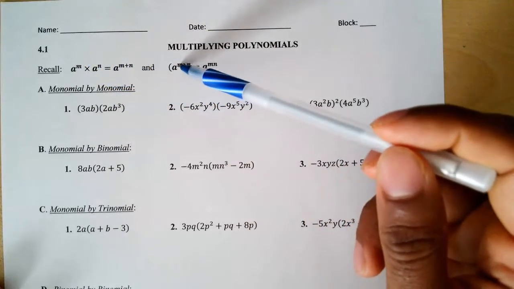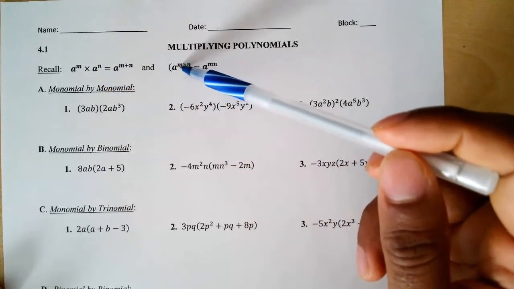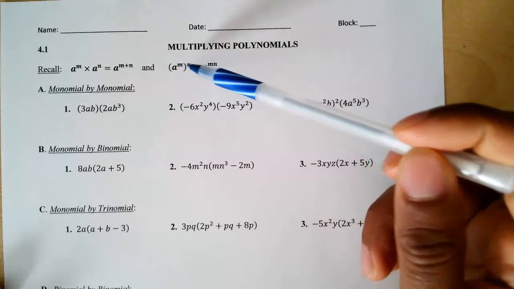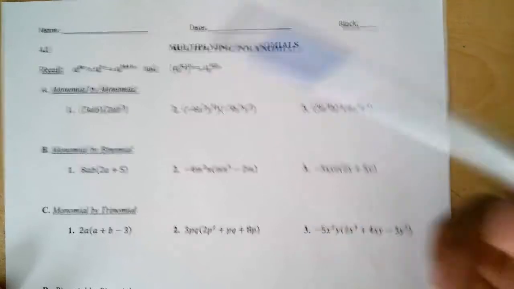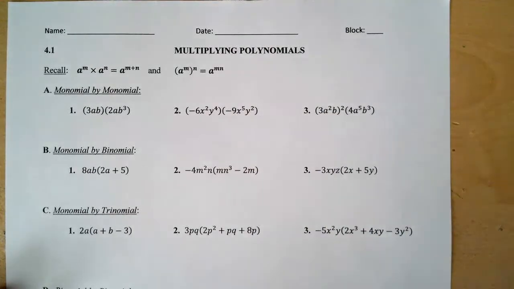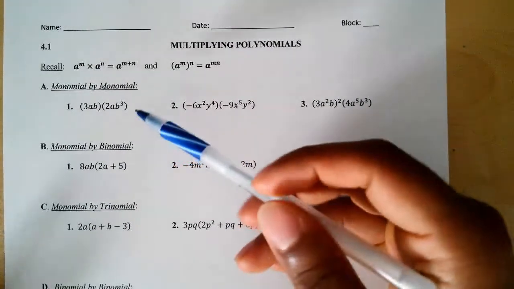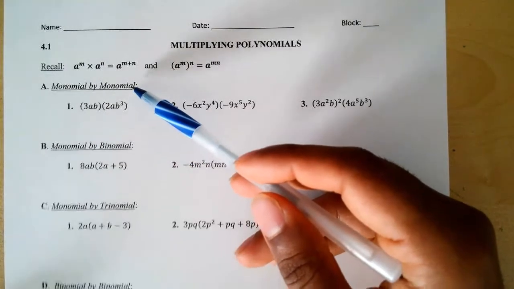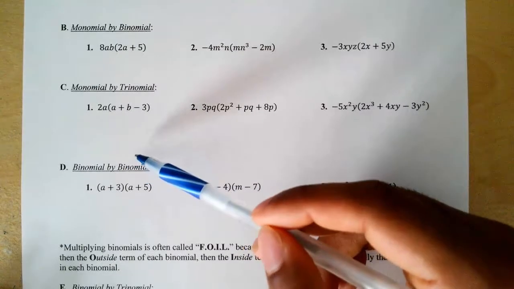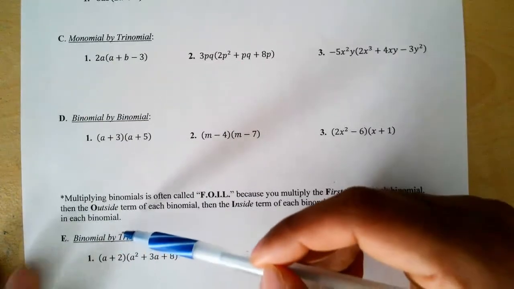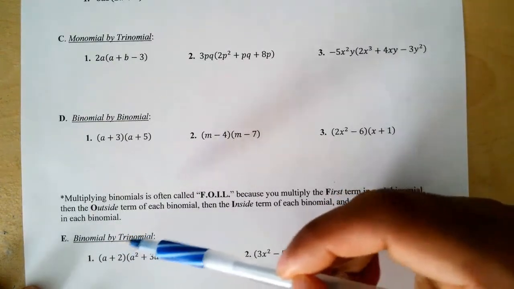And when you have an exponent to another exponent, so this is the power rule, then you're going to multiply the exponents. So you can see that's mn, right? mn just means multiply when the variables are together. So we're going to look at multiplying monomial and monomial, monomial and binomial, monomial and trinomial, binomial and binomial, and at the end, binomial by trinomial.